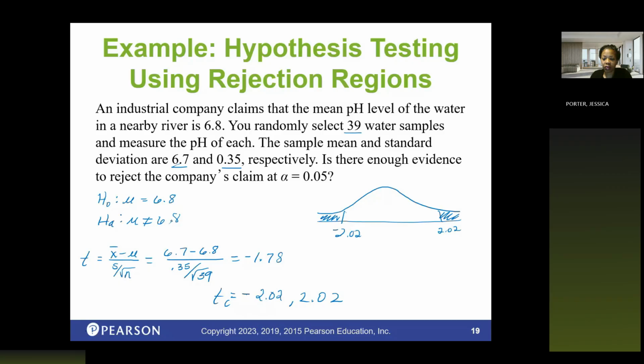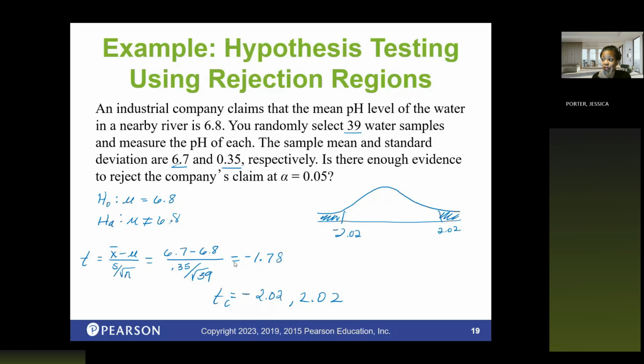What do you mean? You said where does it fall? On our graph. Where is it located? Where would you situate this negative 1.78? Is it in a rejection region or is it in a non-rejection region?